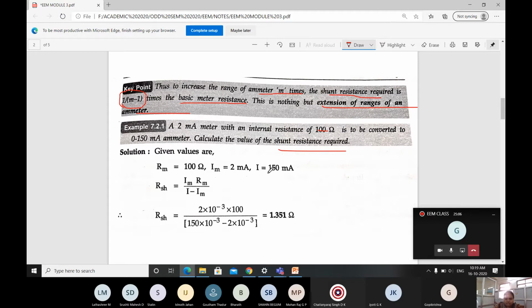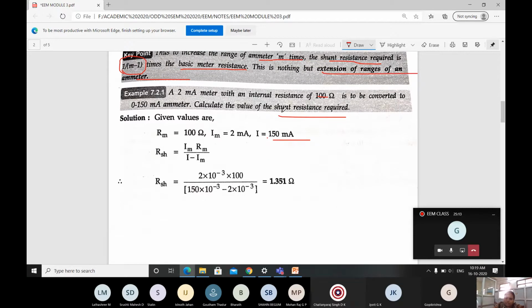The total deflection range is going to be taken as 150 milliamps. Therefore, what they asked for is the shunt resistance, which we have to calculate. Therefore, Rsh is going to be equal to Im Rm divided by I minus Im. Substitute for Im as 2 into 10 raised to minus 3, then Rm as 100, divided by I, which is taken as 150 into 10 raised to minus 3 minus 2 into 10 raised to minus 3.